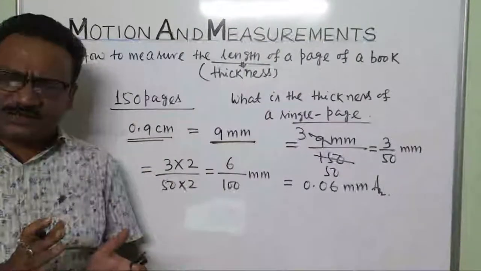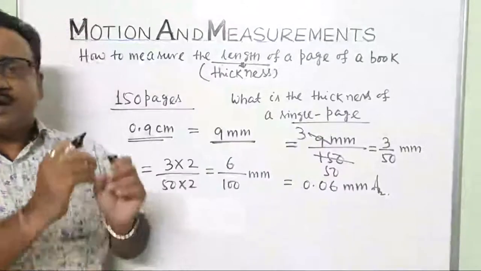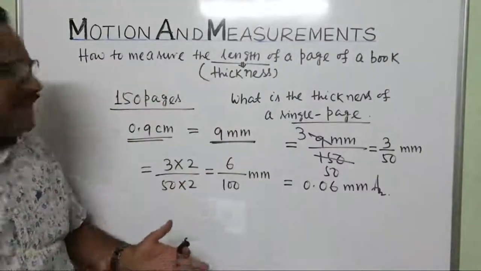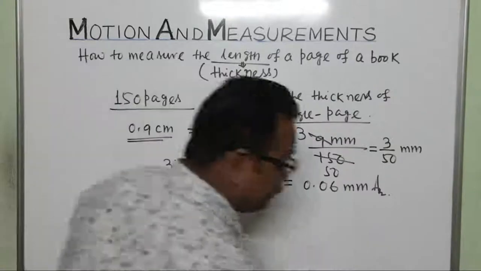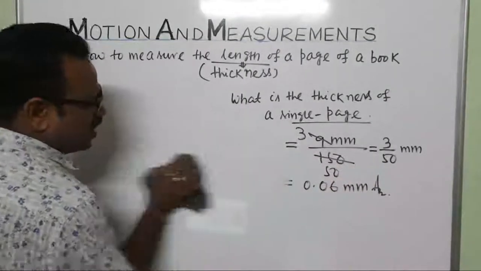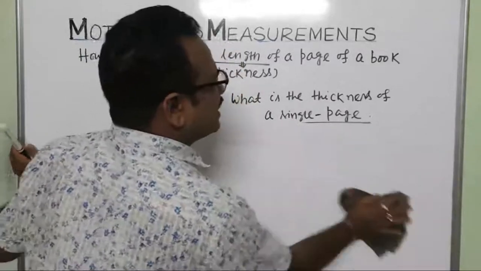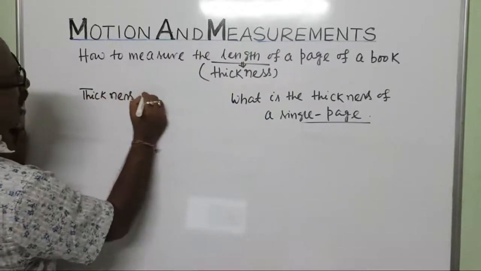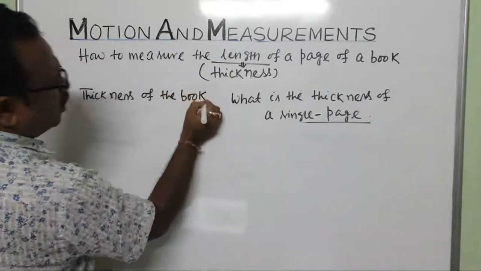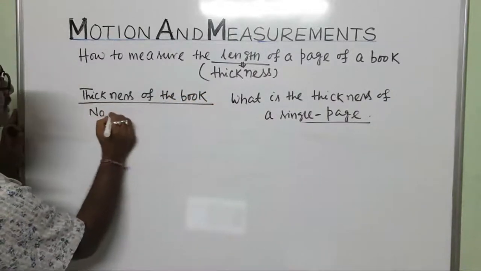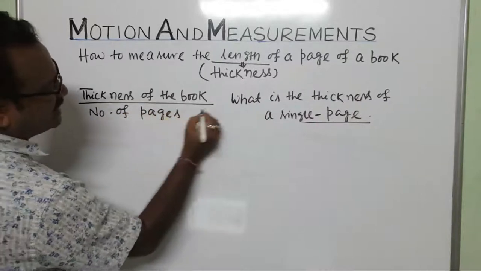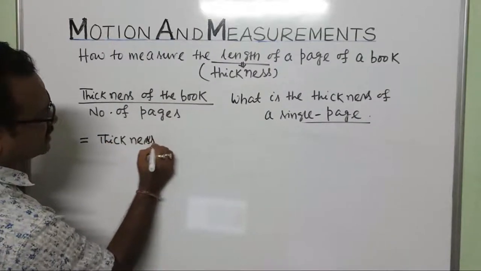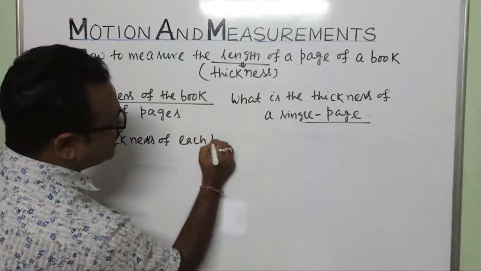Like this, you have to count the total number of pages. Now measure the thickness of the whole book, then divide it by the number of pages. So what is the formula? How will we find out the formula? What is the thickness of a single page? Thickness of the book by number of pages is equal to thickness of each page.